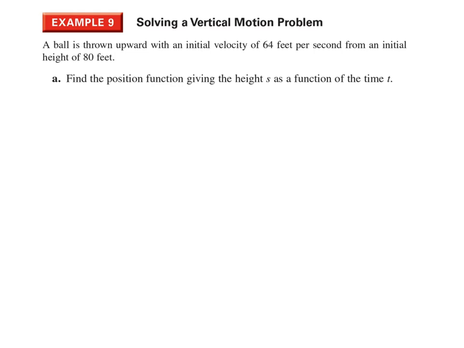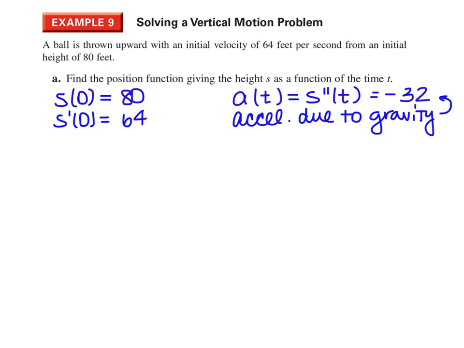Now let's apply integration to a real-world problem. So let's solve a vertical motion problem. Let's say a ball is thrown upward with an initial velocity of 64 feet per second from an initial height of 80 feet. So let's find the position function, giving the height s as a function of time t.